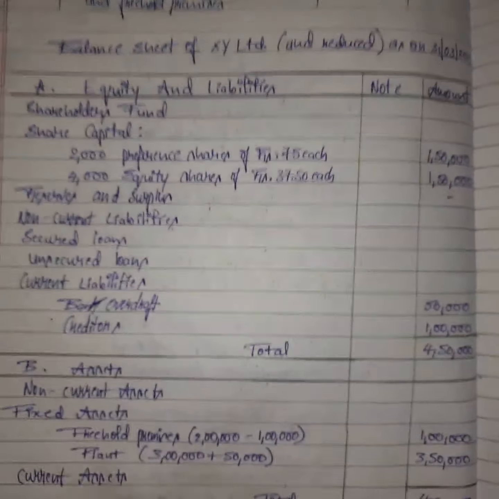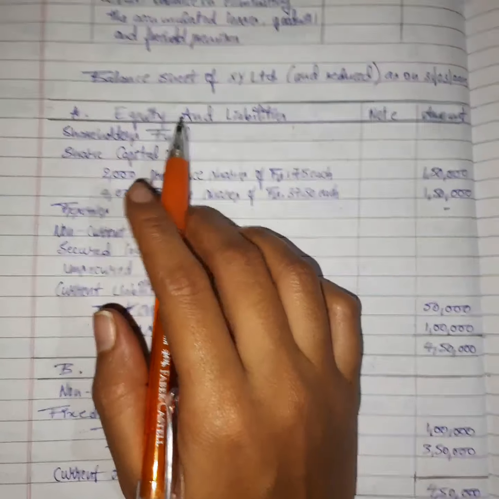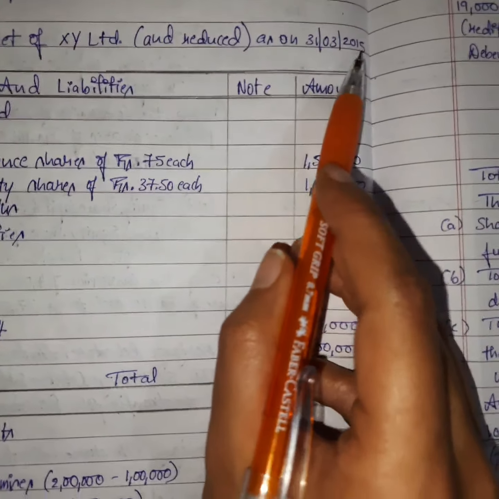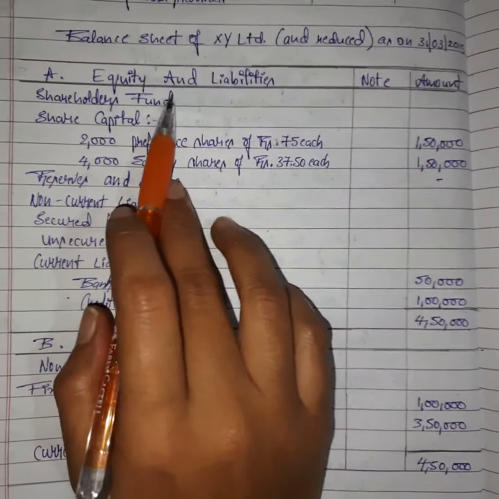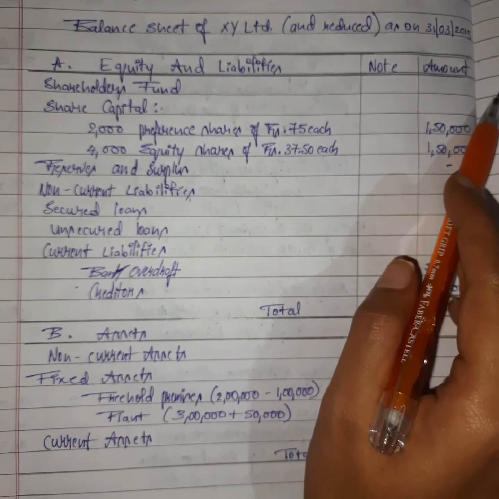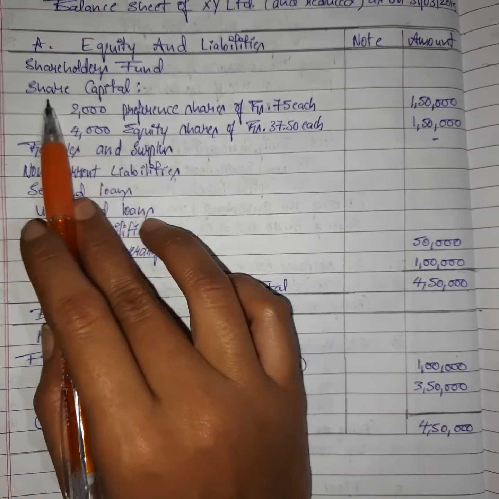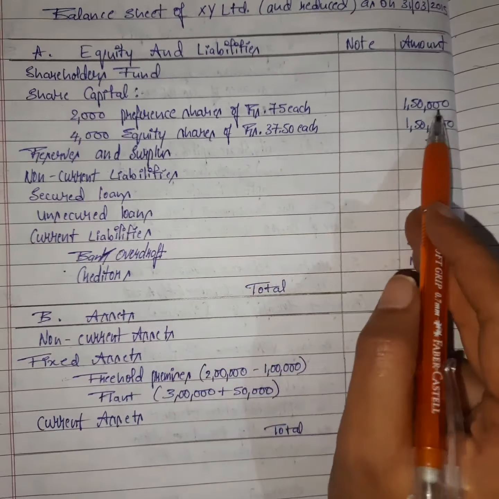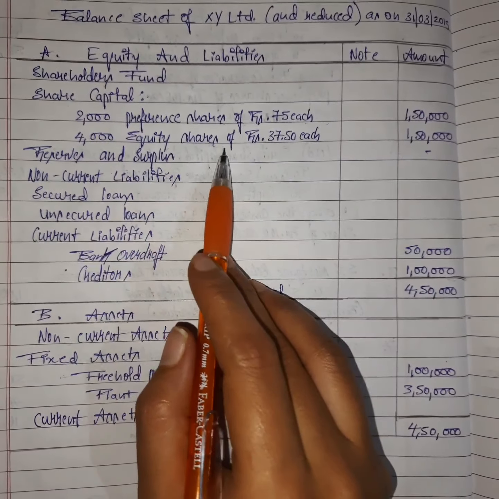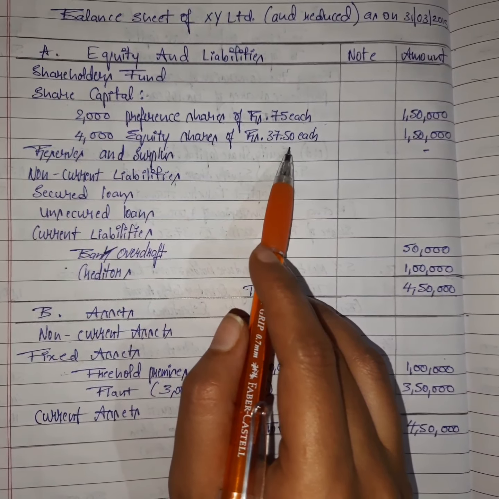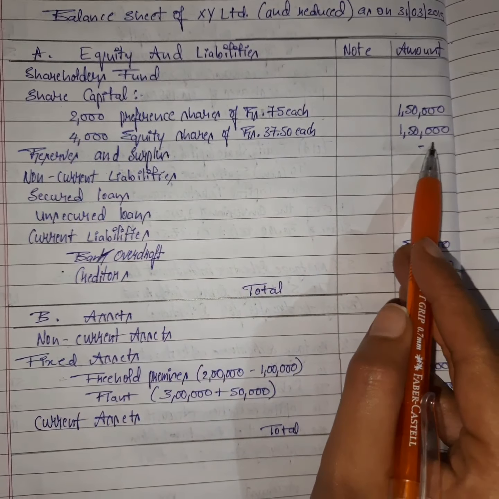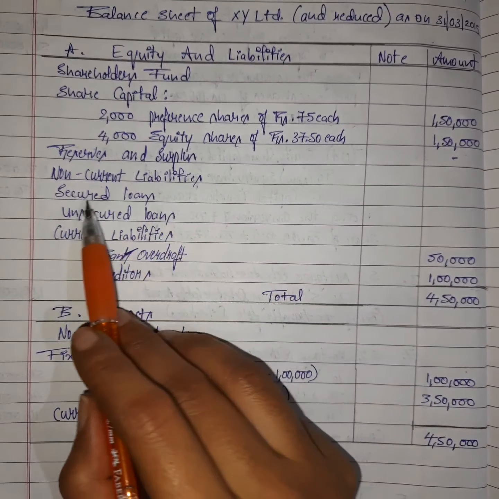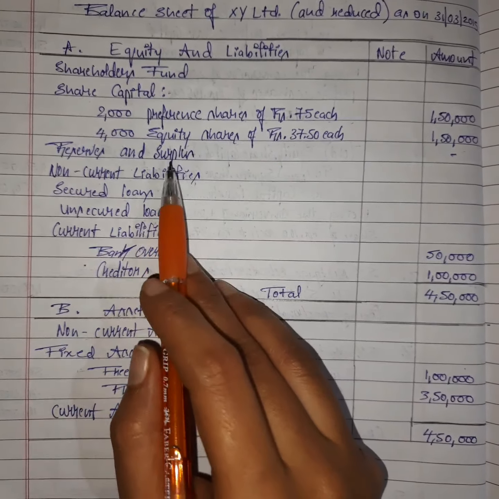In the problem they have told us to prepare the revised balance sheet of XY Limited (reduced) as on 31st March 2015. Equity and liabilities, note as well as amount. Coming to shareholders' funds, share capital: 2,000 preference shares of rupees 75 each, 1,50,000; 4,000 equity shares of rupees 37.50 each, 1,50,000. Reserves and surplus is nil. Non-current liabilities, secured loans, unsecured loans, all are nil.